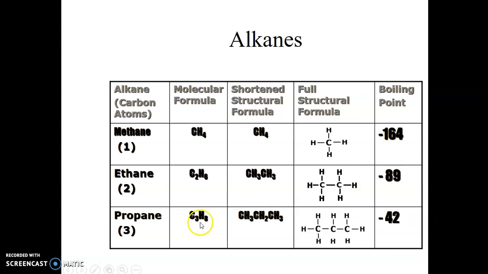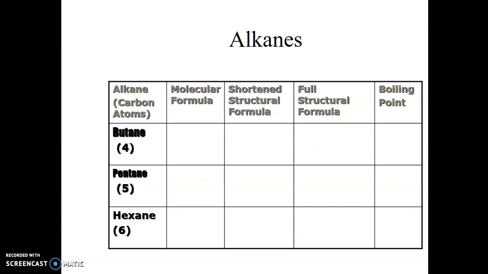Okay, propane, C3H8, CH3, CH2, CH3 is the shortened structural formula. You can see that in the full structural formula, CH3, CH2, CH3. Again, boiling point slightly higher than ethane and higher again than methane. Okay, if you want to pause it and have a go at these then.